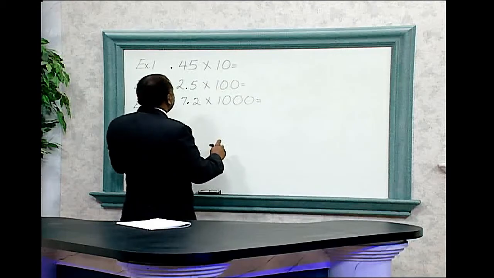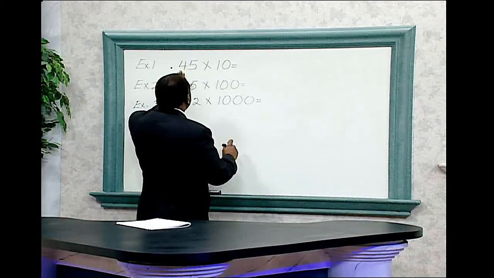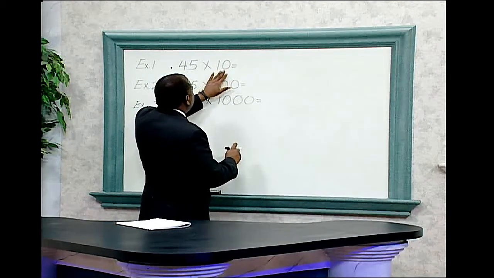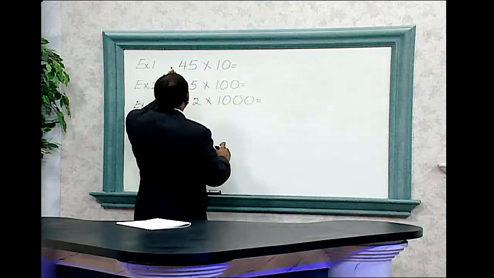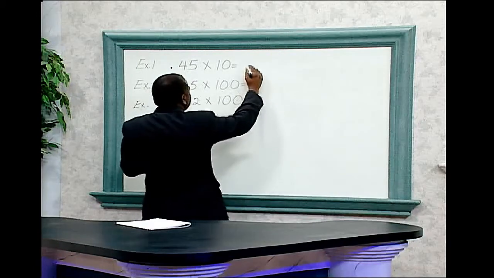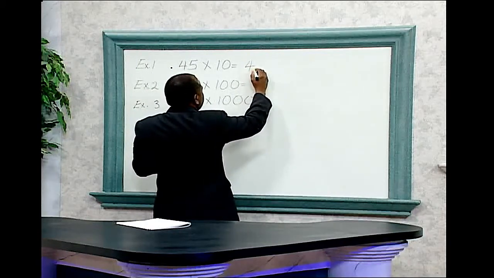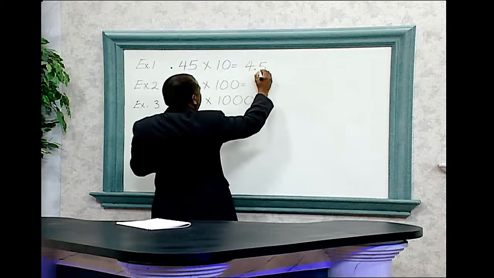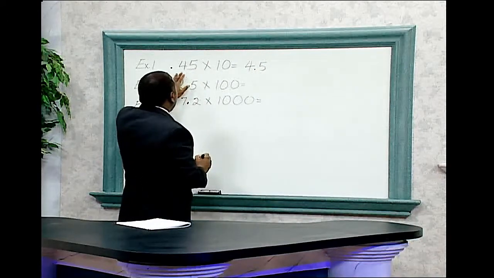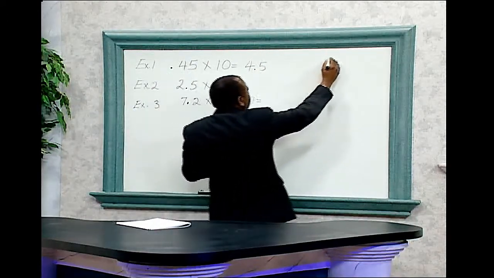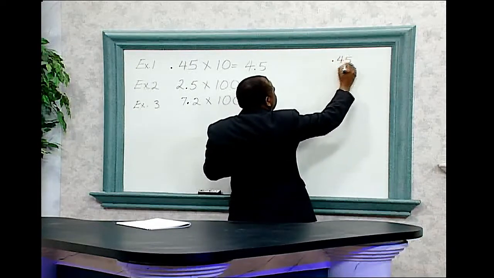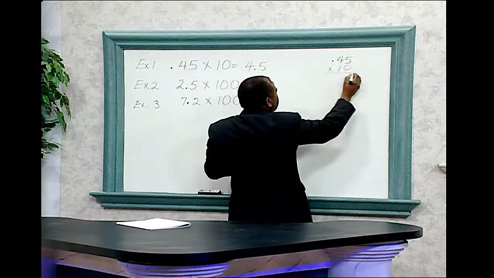The short way is to multiply and move the decimal point. Since we're multiplying by 10 and 10 contains 1 zero, we will move the decimal point one place to the right. So the answer is 4.5. The long way would be to multiply 0.45 times 10.